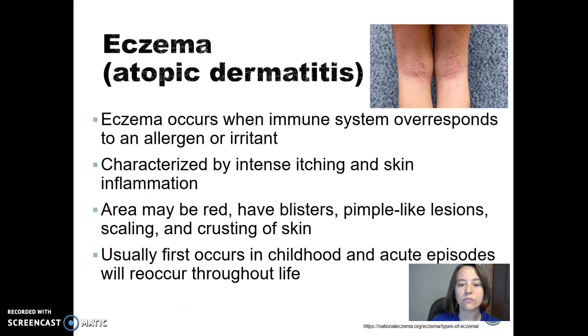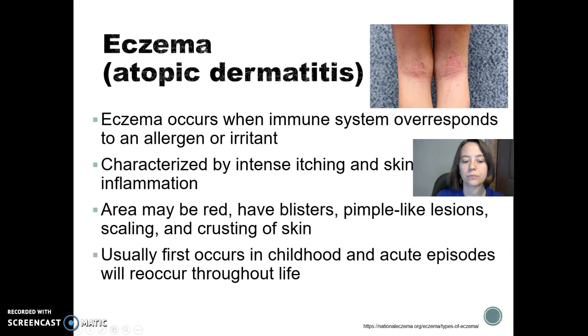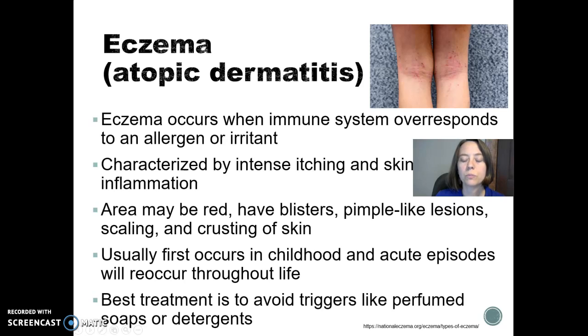It usually occurs first in adulthood, and it will reoccur throughout the lifetime. So prevention would be better than treatment, but we're not quite sure how to prevent it. The best treatment is to avoid triggers like perfumed soaps or perfumed detergents.